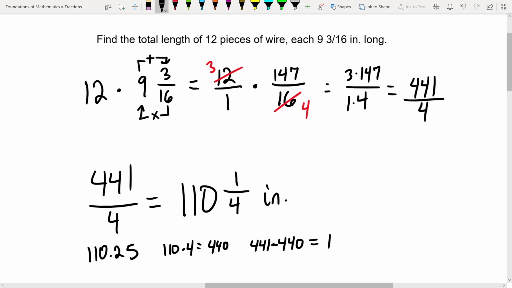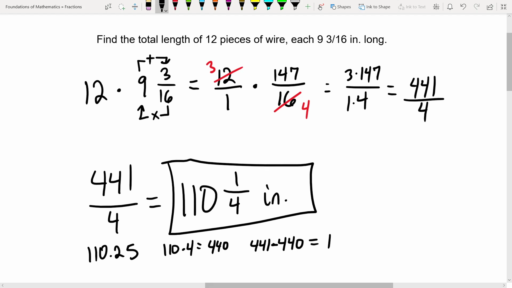And how many times is that? Well, 4 times 110 is 440. That's why we have to take 440 away from 441 to get to 1 and 1/4 remaining as the fractional part of the mixed number.